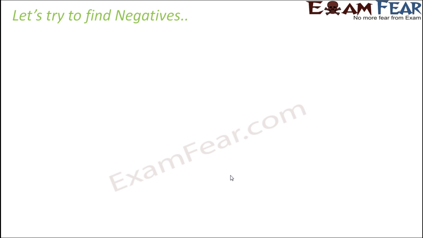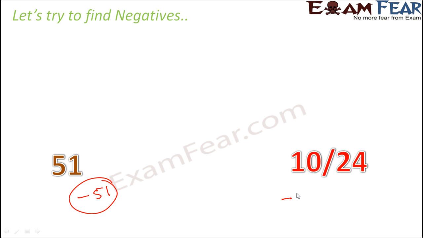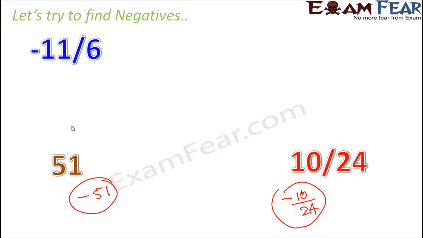So let us again try to find out a few negatives of the numbers. So here you have 51. What would be negative of 51? What is that number which when added to 51 will give you 0? Nothing but minus 51. 10 by 24, its negative would be minus 10 by 24. Minus 11 by 6, for this what would be the negative? Its negative would be again the opposite sign. So right now it has a minus sign, so it would become plus 11 by 6.